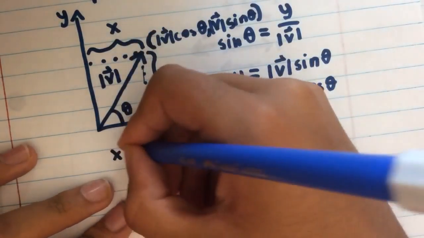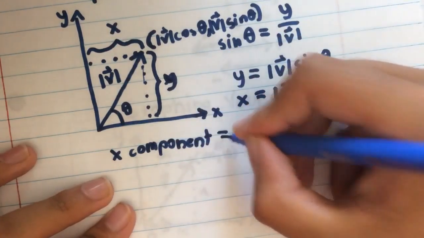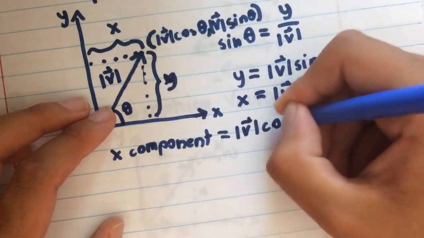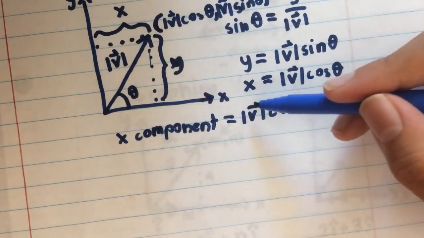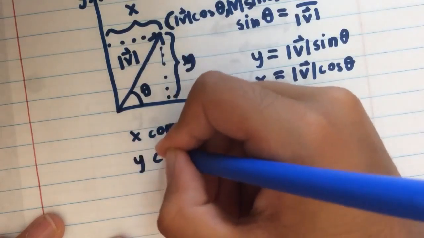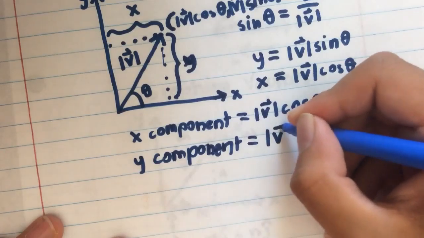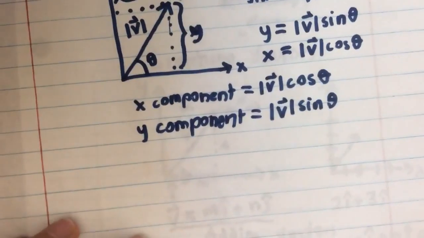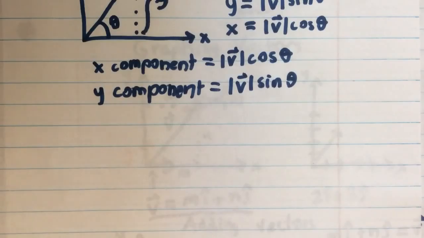So the x component equals |v| cosine theta. So |v| cosine theta is the magnitude of the vector in the x direction, and the y component equals the magnitude of the vector times the sine of the angle it makes with the x-axis. So those are how you find the x and y components of a vector.